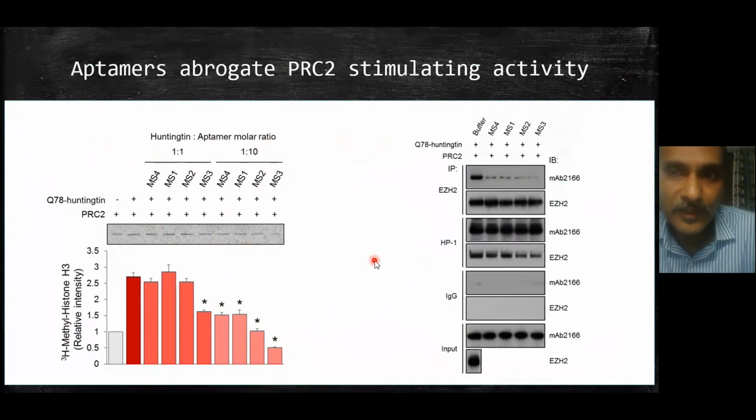And also you can see that the interaction of Huntington with the PRC2 component EZH2 is also reduced when we add aptamers. Okay, so when we don't have aptamer, there is a tight interaction, and when we add aptamer, the interaction reduces. Okay, and that reflects in the activity also.